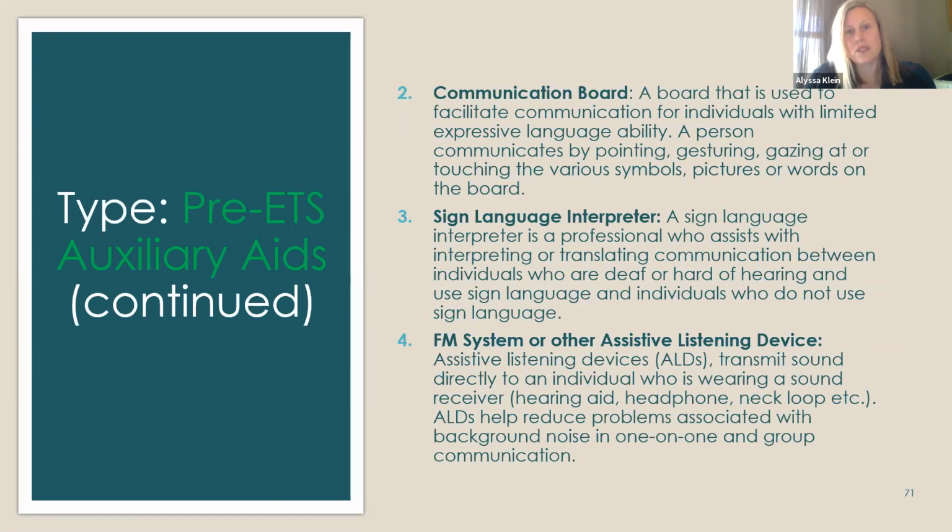Title number 2 is Communication Board, which is a tool that can be used by persons with limited expressive language ability. Title number 3 is Sign Language Interpreter, which is a professional who translates communication between those who use sign language and those who do not. This does not include foreign language interpreters.